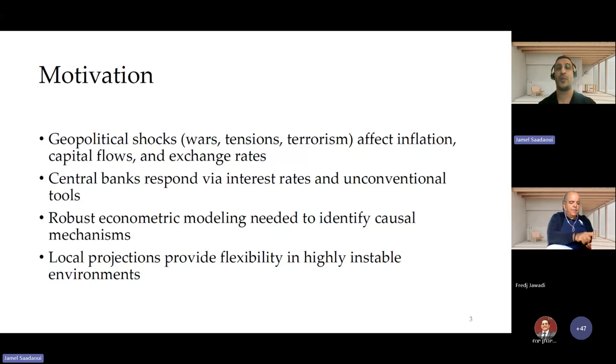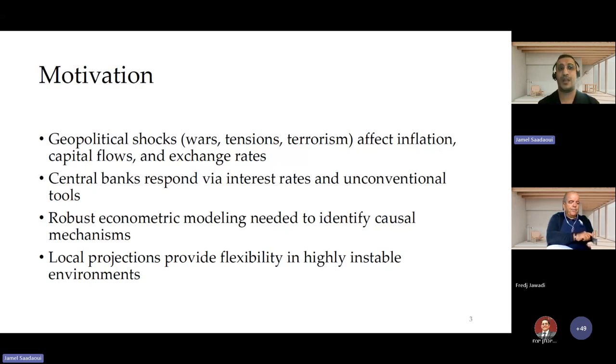What do we mean by robust econometric modeling? If you're a macroeconomist, you know that you are very interested in estimating impulse response functions. And to estimate impulse response functions, you basically have two main tools: the VARs, the vector autoregressions, coming from the works of Christopher Sims in the 80s, and the local projection methodology coming from the work of Oscar Jordà in a paper in the mid-2000s.